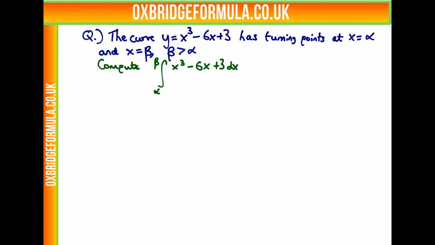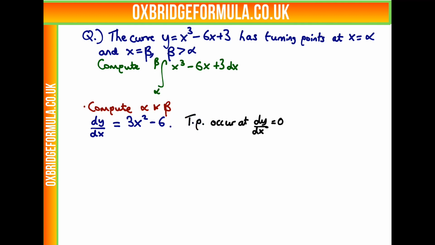Well, at this point, we don't know what beta and alpha are. So if we want to compute this integral, we need to know what these limits are. So let's compute them now. If we want to compute alpha and beta, how do we do that? Well, because they're turning points, alpha and beta must satisfy that the derivative of the curve is 0, which is when 3x squared minus 6, which is the derivative of y, is equal to 0.